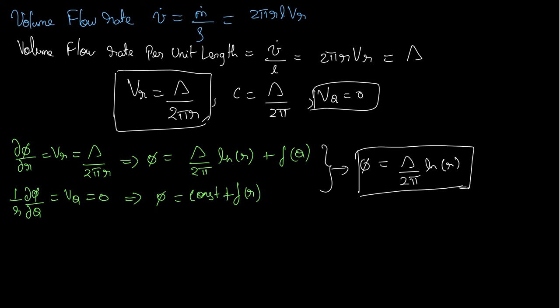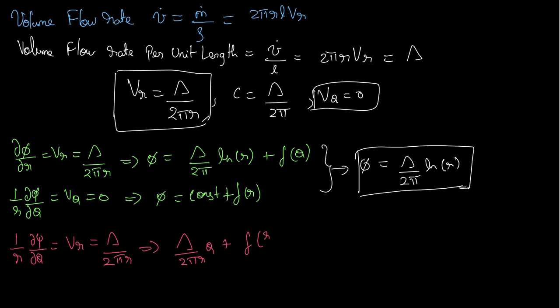And similarly, now we will try to quickly derive the stream function. So we have it as 1/r ∂ψ/∂θ. This is the complementary of the velocity potential. So it is vr, it is λ/2πr, and if I try to integrate this with respect to θ, I get λ/2πr times θ plus some function of r.